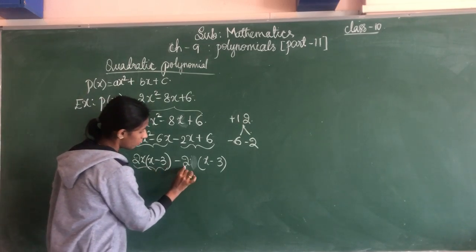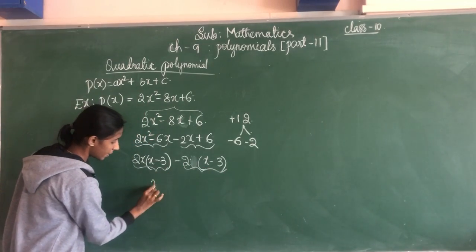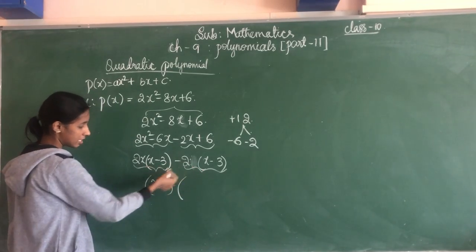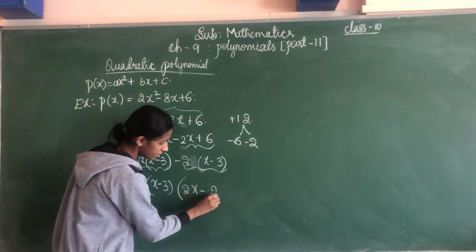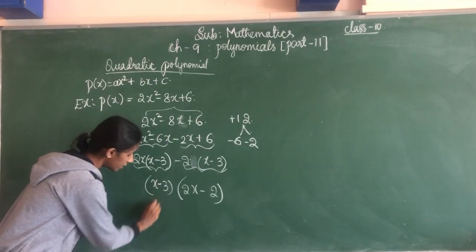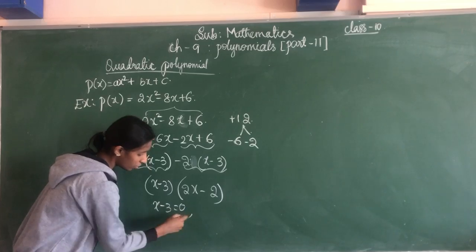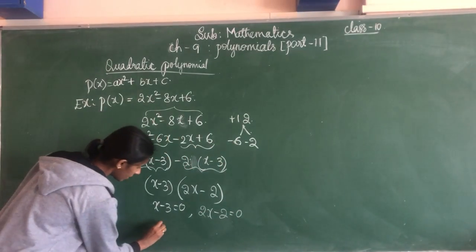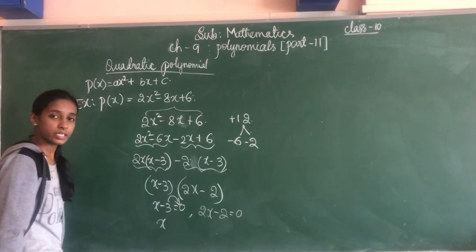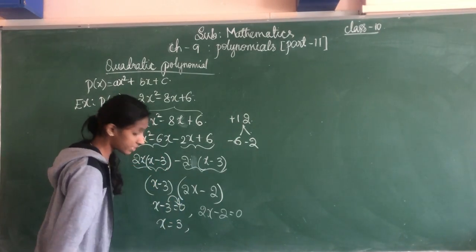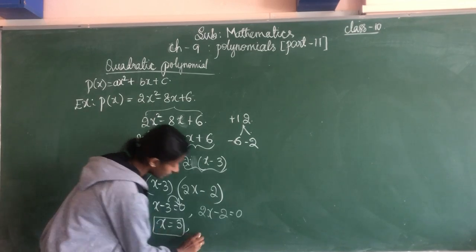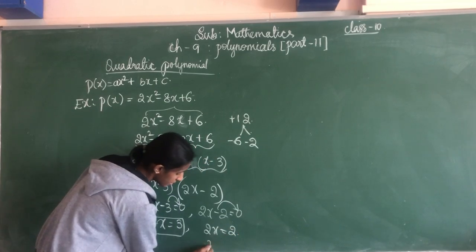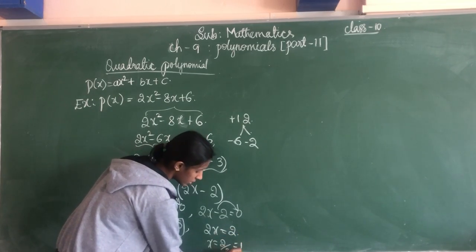Now, what is the common term that you have in these two? x minus 3 is common. If I take x minus 3 as common, what is remaining? It is 2x minus 2. Now equate this to 0. x minus 3 is equal to 0 and 2x minus 2 is equal to 0. From this, if I shift this to the RHS, it becomes plus 3, so the value of x is equal to 3. And here 2x, if I take this to the RHS side, it becomes plus 2. From this, x is equal to 2 by 2, that is equal to 1.